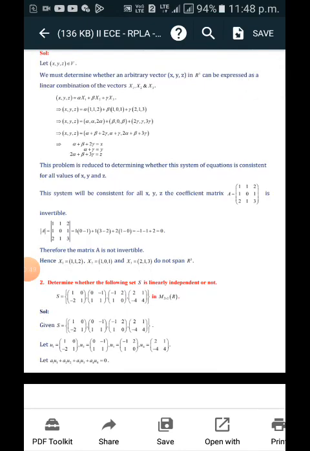At the end, the coefficient matrix is not invertible. If the coefficient matrix is not invertible, then the given set of vectors are not linearly independent. That is, the given set of vectors are linearly dependent. So the given vectors are linearly dependent, then the given vectors do not span R3. So in this problem, x1, x2, x3 do not span R3 because the coefficient matrix A is not invertible. So this is the final concept.